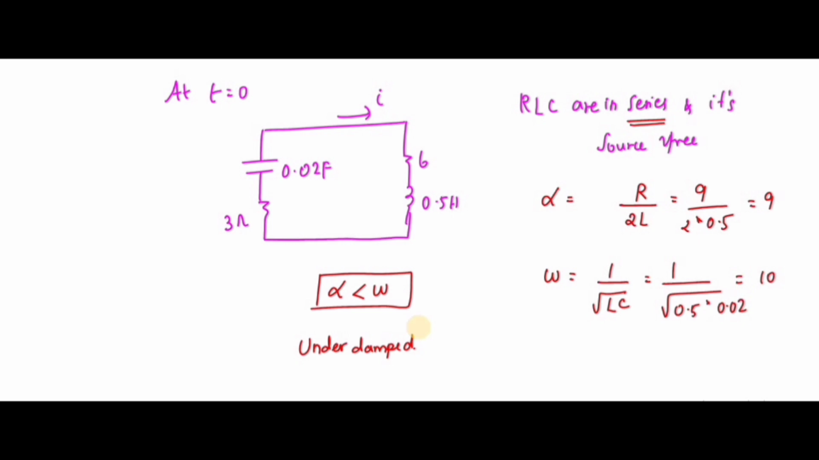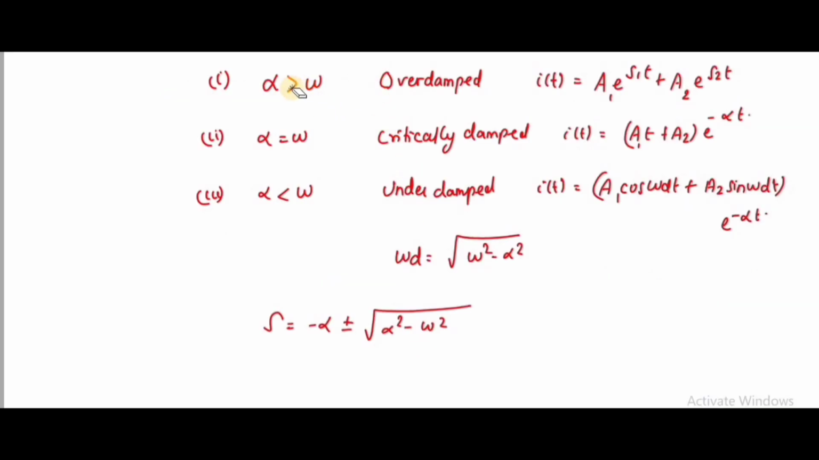If alpha is greater than omega, it is overdamped. So this is the condition for i(t). Alpha equal to omega means it is critically damped, so i(t) is equal to (a1 t plus a2) into e power minus alpha t. Alpha less than omega means it is the underdamped condition.